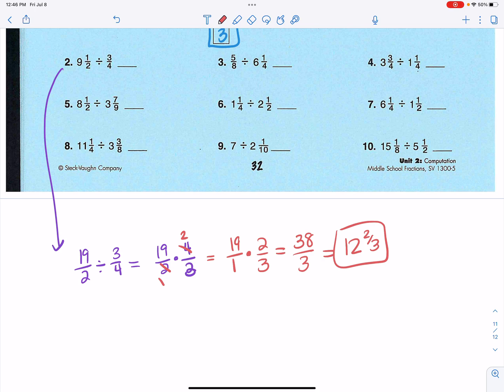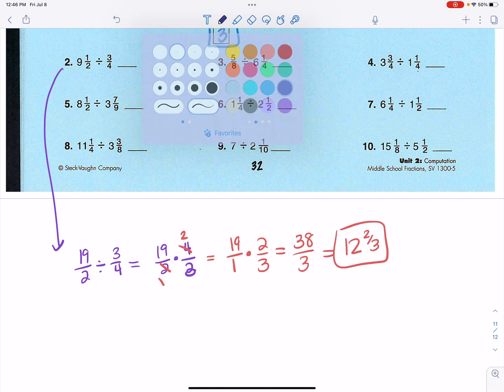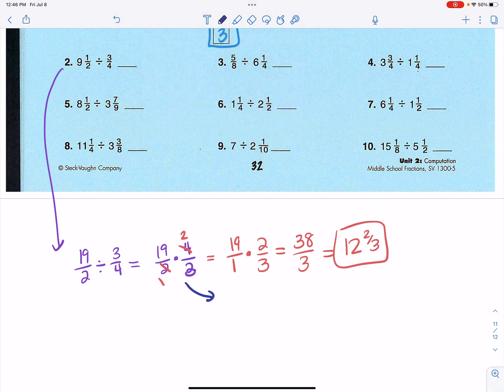Now let's say from this purple line, I didn't notice that it canceled. Then I would do 19 times 4. So that's 76. And then I would say, okay, well, 2 goes into 76 38 times. 2 goes into 6 3 times.